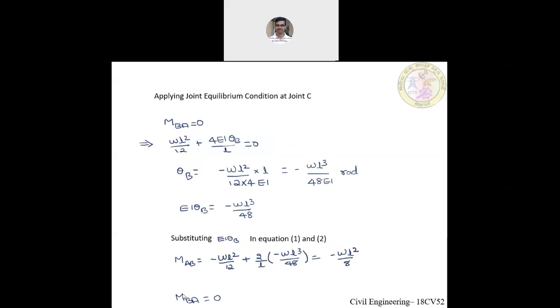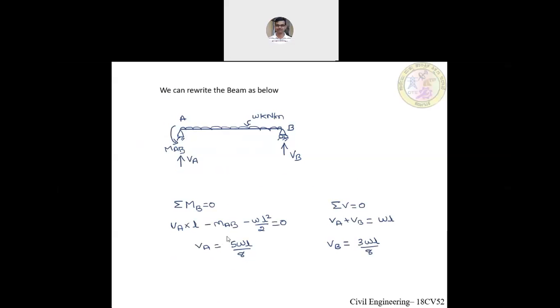And by virtue of the joint equilibrium condition, MBA has to be equal to 0 since it is a hinged support. Now, once I get this bending moment, I should be in a position to calculate the reactions so that I can also draw the shear force diagram. Let us rewrite this propped cantilever beam by releasing the moment. I'll rewrite it as a simply supported beam, and at joint A, I'll apply the moment MAB which I have calculated. Moment at B is equal to 0.